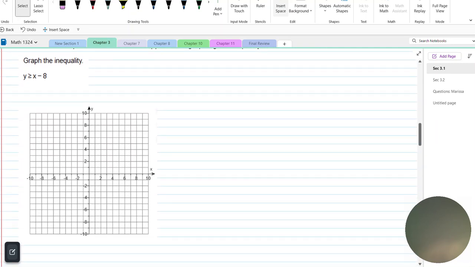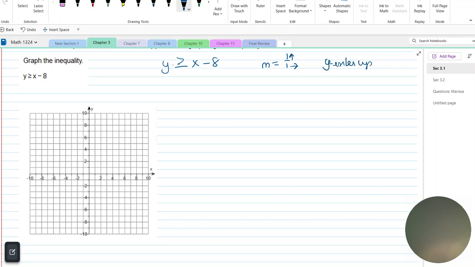So here's our first example. Graph the inequality. Y is greater than or equal to x minus 8. All right. Well, here we notice that our m is 1 over 1, which means up 1 over 1 for the next point. Our starting point is 0, negative 8.